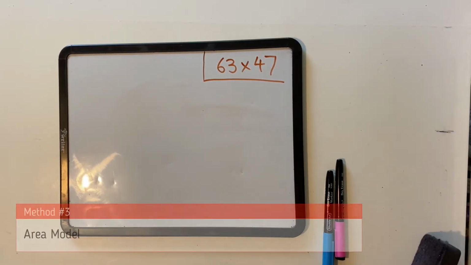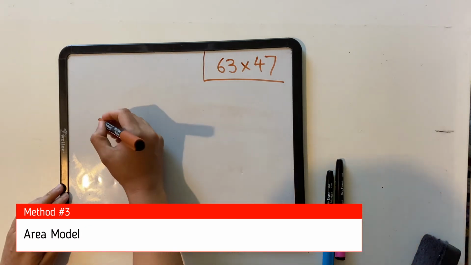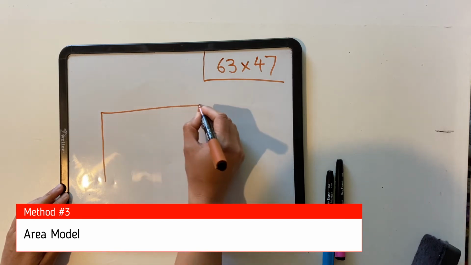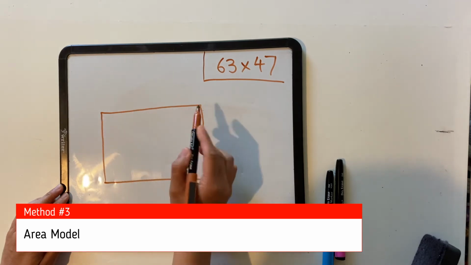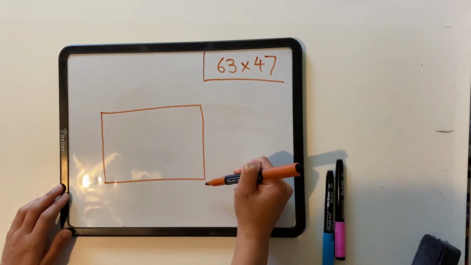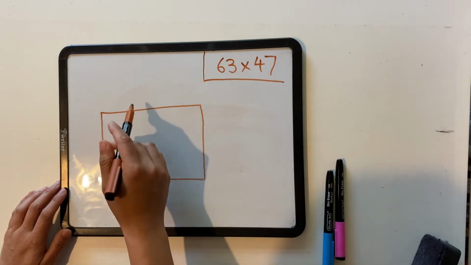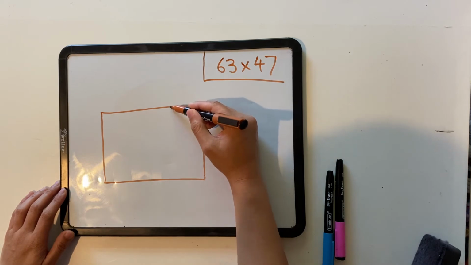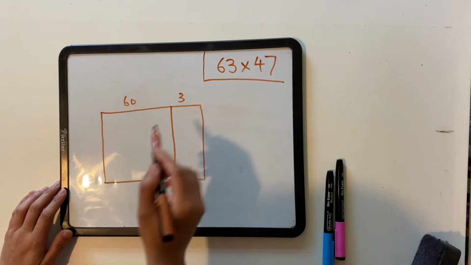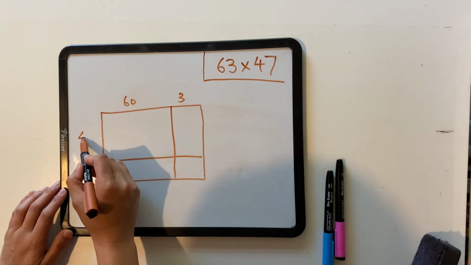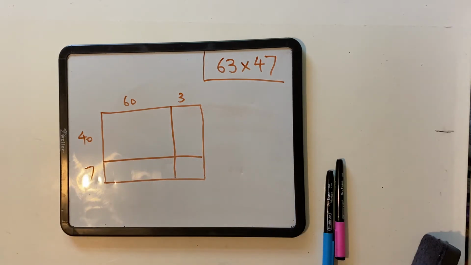Another way of using partial products is the area method. This one is really great for visual learners, so I'll show you that one now. So to find an area of a rectangle, we know you go length times width. I'm actually going to break this up into smaller rectangles within this rectangle. So instead of 63 times 47, I'm going to break that up into 60 and 3 and 40 and 7.